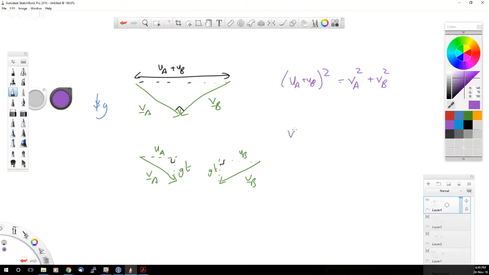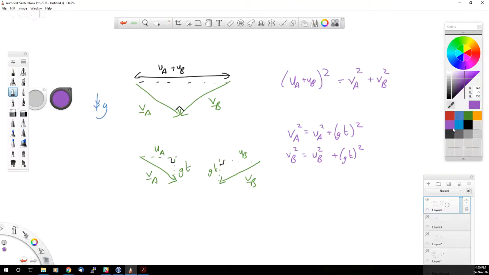For instance, on this velocity, VA squared equals UA squared plus (gt) squared. Similarly, VB squared equals UB squared plus, again, (gt) squared. And from there, it's just a case of putting the numbers in and combining these equations.